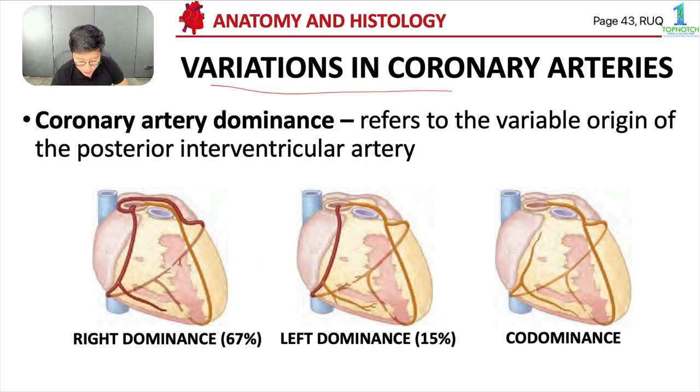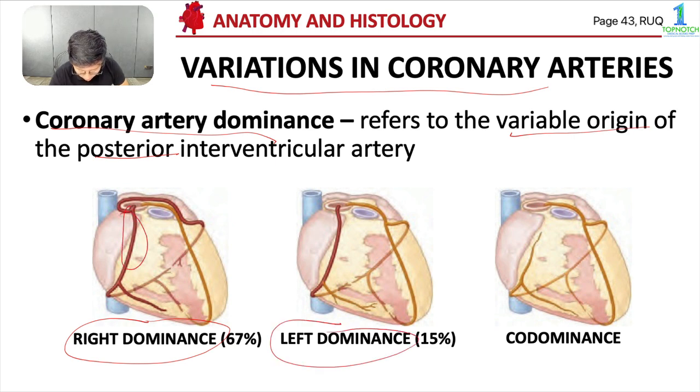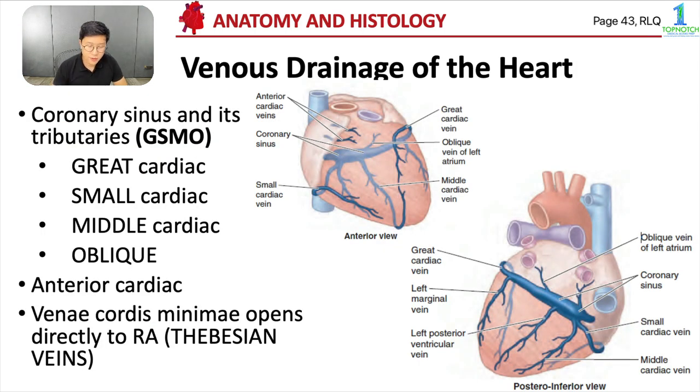So there can be variations in coronary arteries. When you say coronary artery dominance, it refers to the variable origin of the posterior interventricular artery. If you're right dominant, which is 67% of the population, the posterior interventricular artery is a branch of the right coronary artery. If you're left dominant, then your posterior interventricular artery is a branch of your left coronary artery. And in the remaining population, it's codominance, wherein the posterior interventricular artery is a branch of both the right and left coronary arteries.